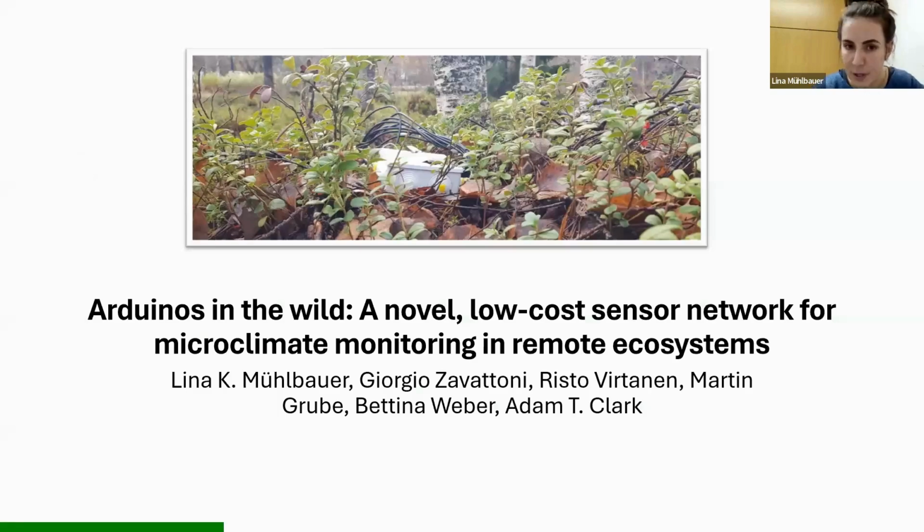The original project where we used this sensor was called Arduinos in the Wild, a novel low-cost sensor network for microclimate monitoring in remote ecosystems. What you can see on the picture is an Arduino in the wild. I worked on this project with a few colleagues from Finland, where we actually had the experiments where we used the sensors, with a colleague from Italy who was our technician and built the sensors with me. He's also on the main picture. And some colleagues from the University of Graz, and especially my supervisor, Adam Clark.